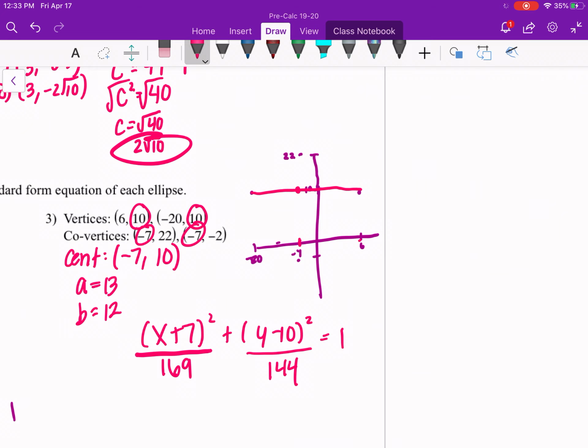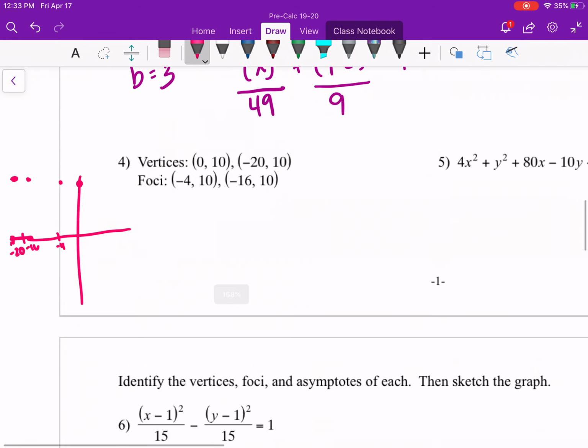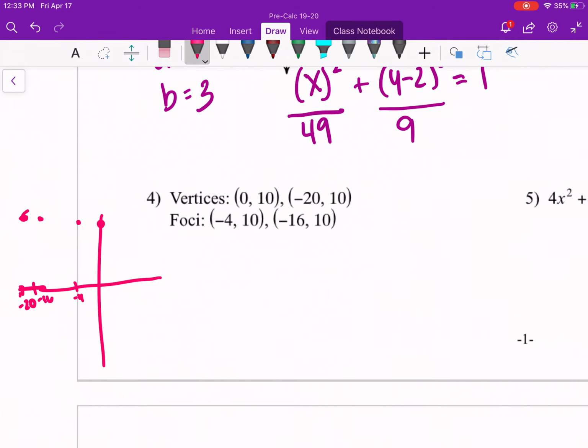I'll draw this one because I didn't mess up the scale too badly. So this is our ellipse. It is horizontally oriented because our vertices extend left and right. So we need to find the center. The center is going to be smack dab in the middle of these two points.